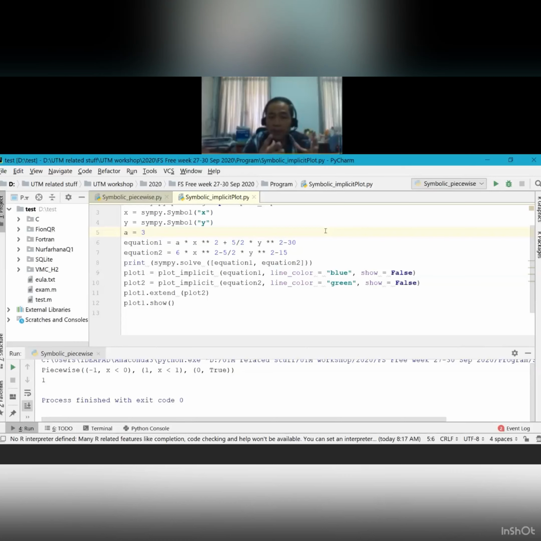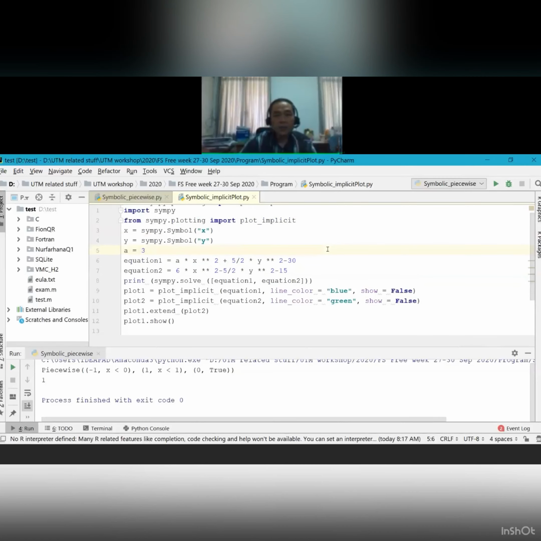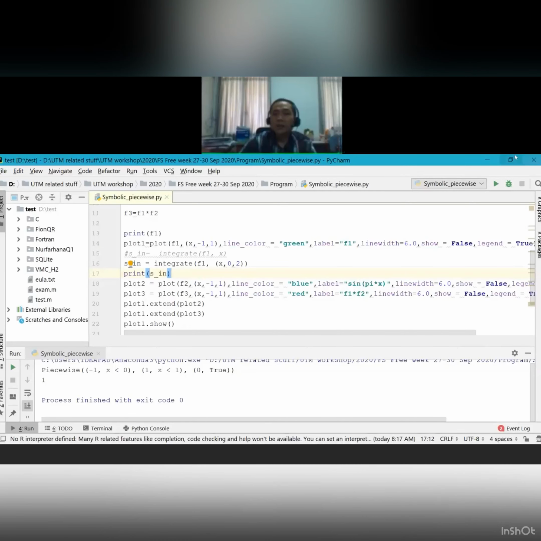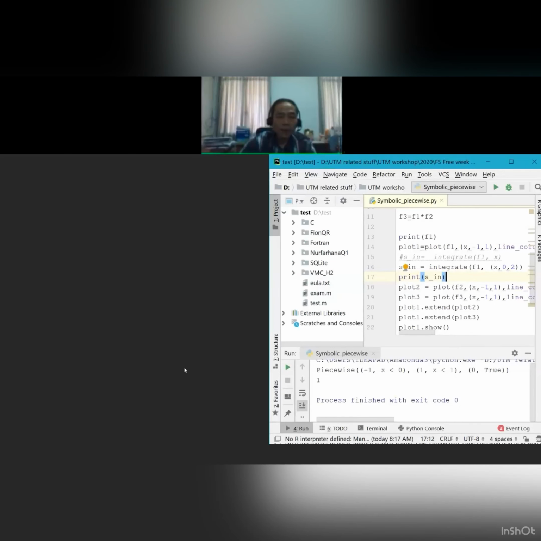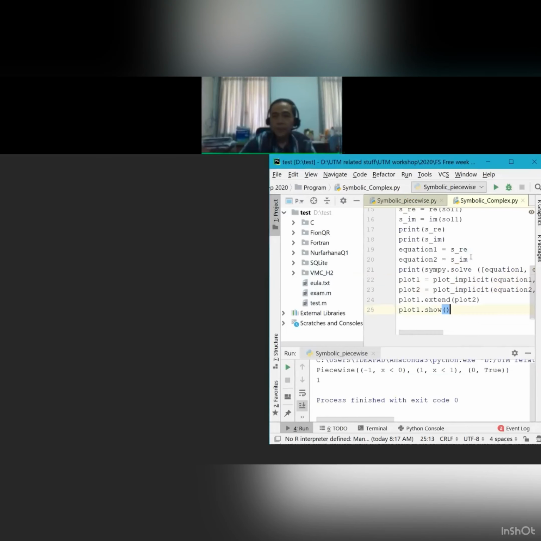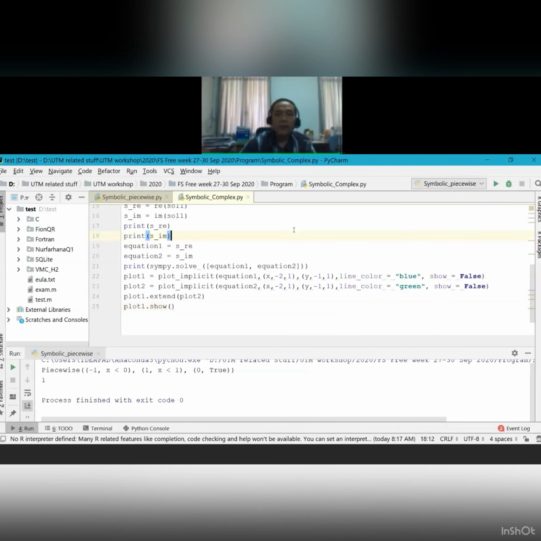Python, MATLAB, or Maple are symbolic and also numeric programming. Like C, Pascal, and Fortran, they are totally numeric programming. For example, I will show you something here. This is the implicit one. No, I will show the complex numbers. Oh yeah, this is complex numbers.